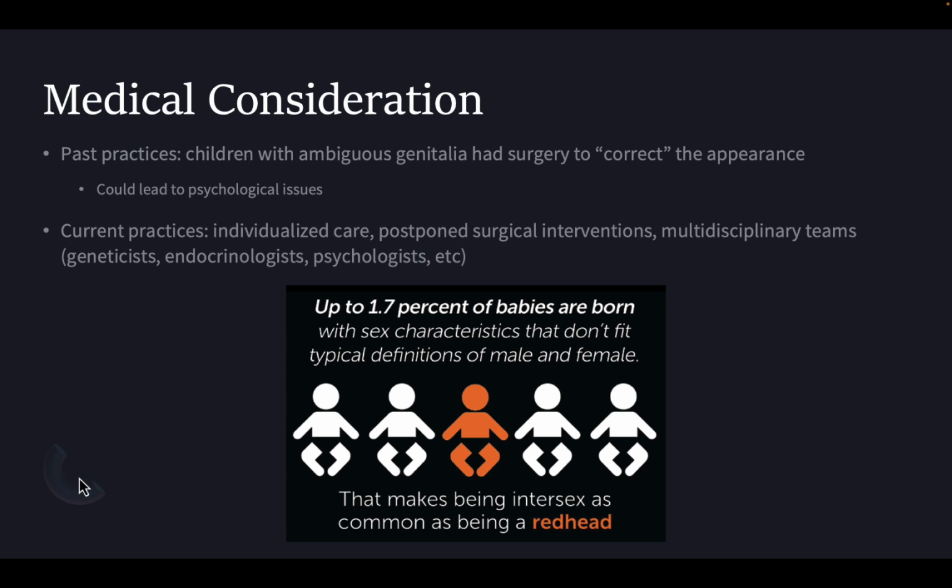And so I gave you an example. I said, 1 in 2,000 are born with one of these kinds of chromosomal conditions. This statistic is even higher: up to 1.7% of babies are born with sex characteristics that don't fit the definition of male and female. This makes being intersex as common as being a redhead. So there are a lot of people born every day who maybe don't fit our classic definitions of male and female.